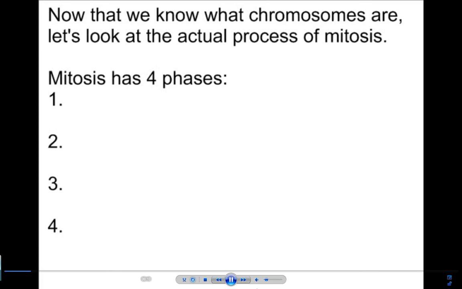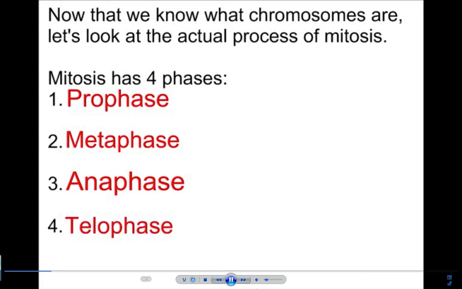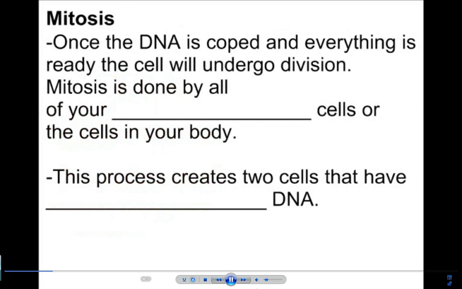So last time we talked about chromosomes and karyotypes. So now that we know what chromosomes are, we're going to go through the actual process. And mitosis has 4 phases. First is called prophase, second is called metaphase, the third phase is anaphase, and the fourth phase is called telophase, or telophase, however you want to say it.